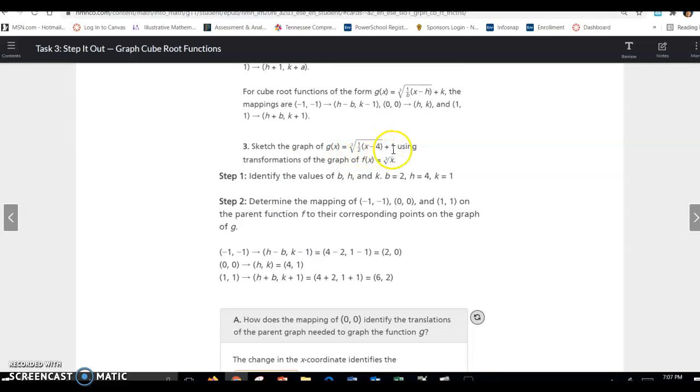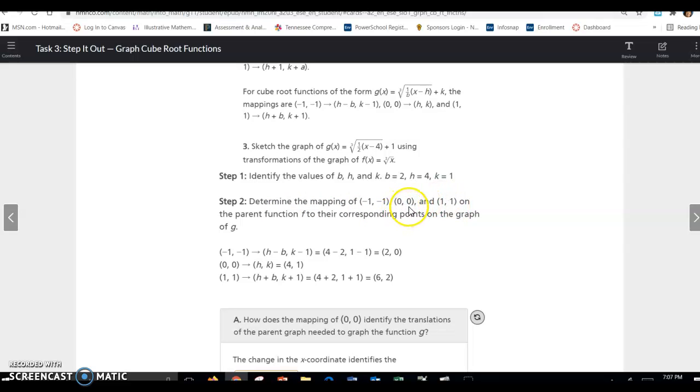All right, third, sketch the graph of g(x) = the cube root of (1/2 times (x minus 4)) plus 1, using transformations of the graph of f(x) = the cube root of x. All right, step 1, identify the values of b, h, and k. So it's 1 over b, so your b is 2. h is 4, because it's x minus h, and then plus k, so k is 1.